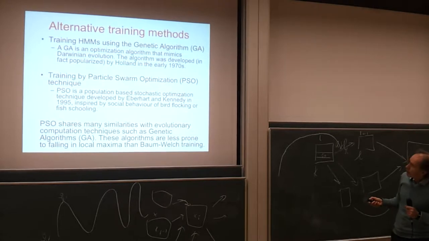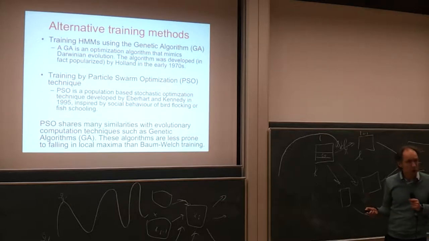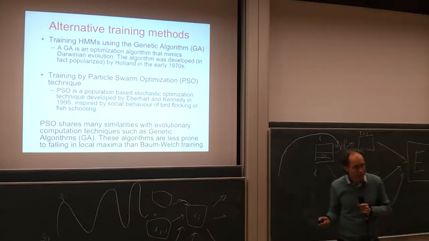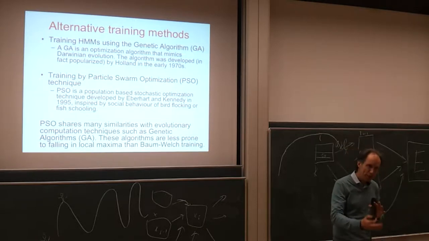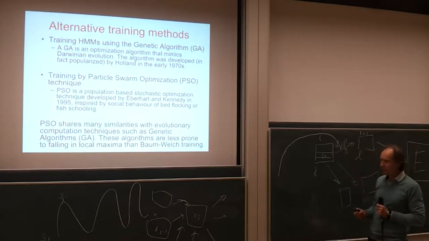Okay. Now, can you train in another way? What about the genetic algorithm? Do you all know the genetic algorithm? Have you all seen that? You know Darwin, genes, going into the next generation, survival of the fittest. That is a GA, genetic algorithm.